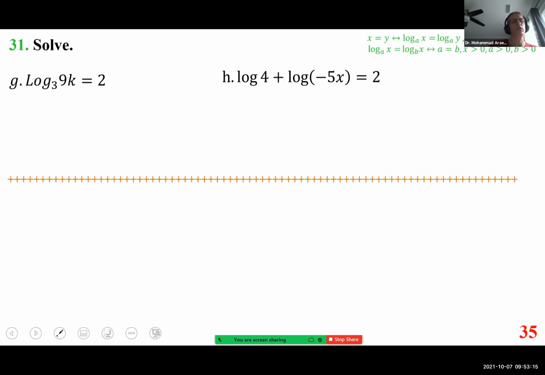All right, we start with the first one, log base 3 of 9k equals 2. So by definition, look at the definition, you just rewrite it. 3 squared is 9k. And I hope you know that 3 squared is 9, therefore k becomes 1. As always, you can check your work.